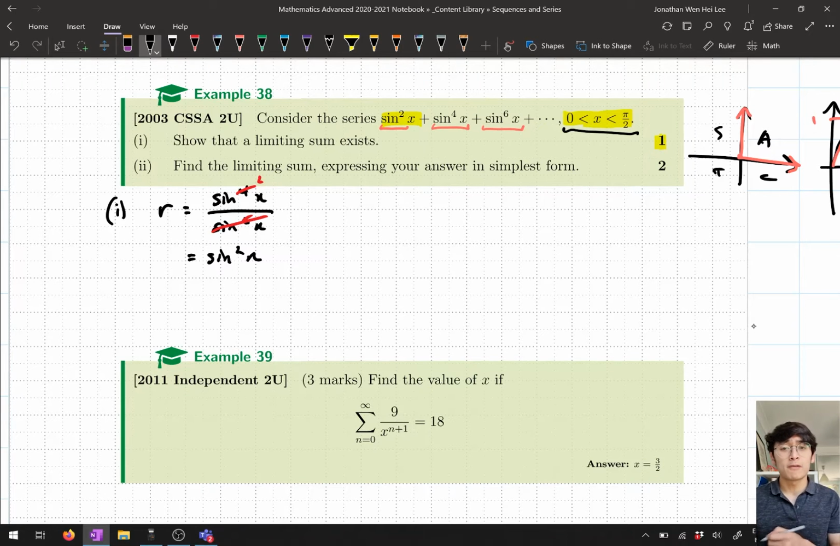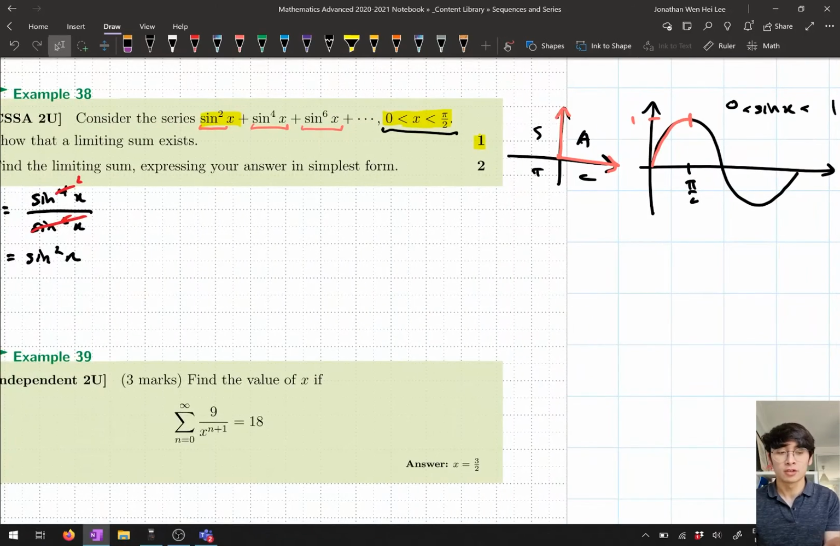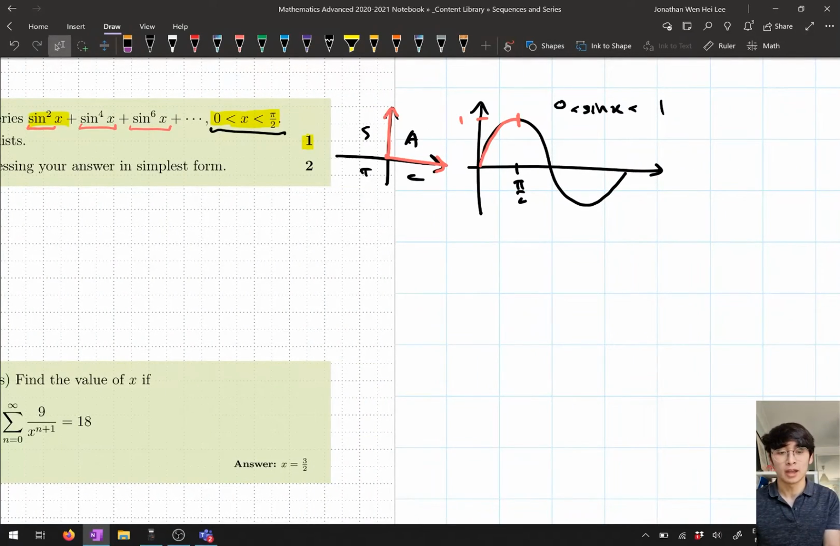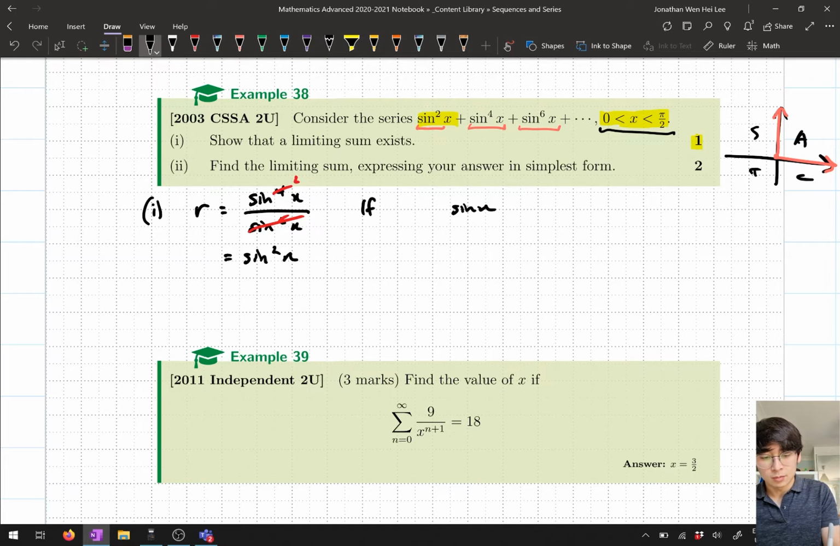From this, how can we find the limiting sum? Well, how can we show that this is a limiting sum? We want to show that the absolute value of sine squared x is less than 1. Now, what we said was, because we have this domain restriction, sine x is actually between 0 and 1 anyway, because of the sine graph. So I'm going to write here, sine x is between 0 and 1, for x between 0 and pi over 2.